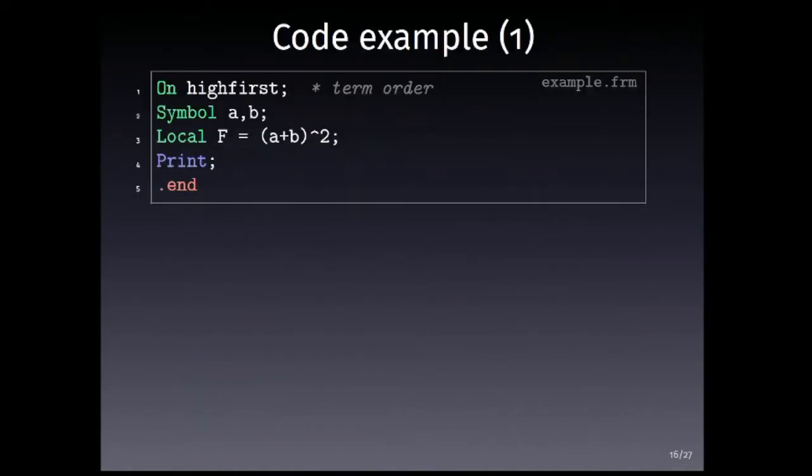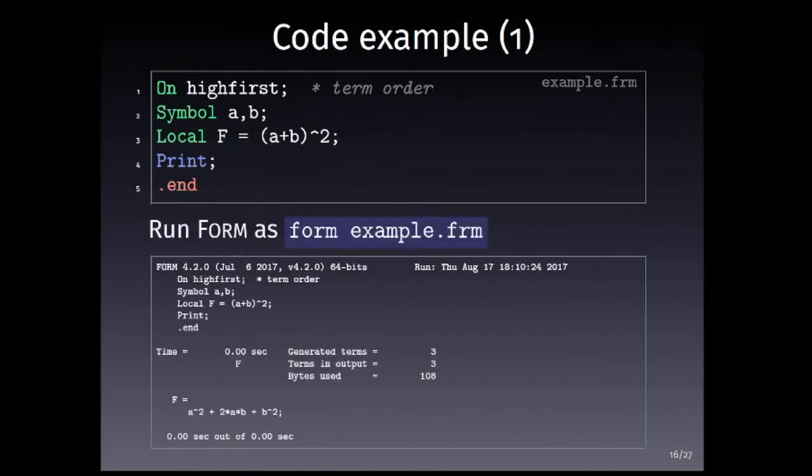So I will show some concrete example. It's just a simple one. So the first line is just the definition of the ordering. Then FORM uses strict typing, so you need to say A and B are symbols. And the third line defines the expression named f. Then just print and end. Then saving this text as example.frm, you can run FORM from the terminal. It gives some output, and as I said, the expression is always expanded.